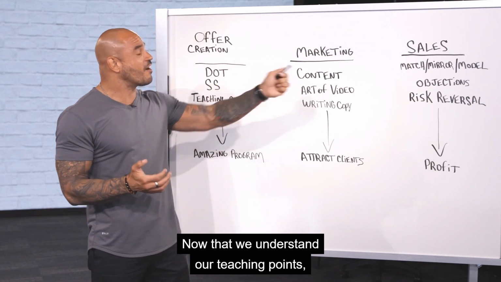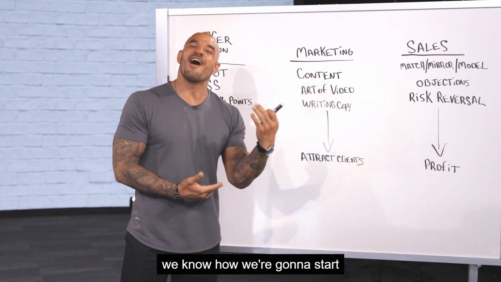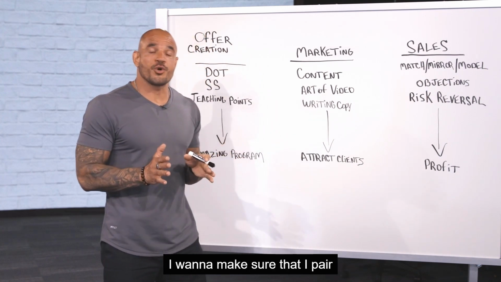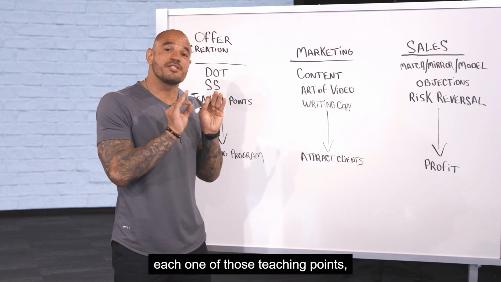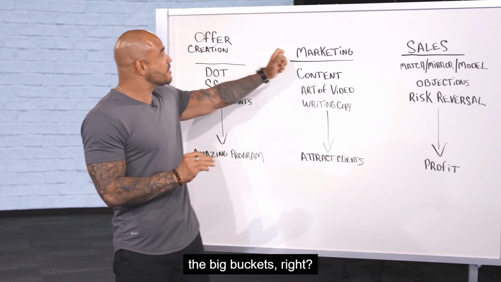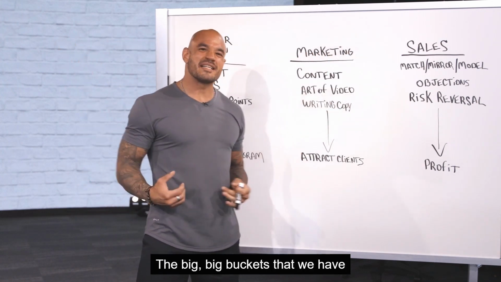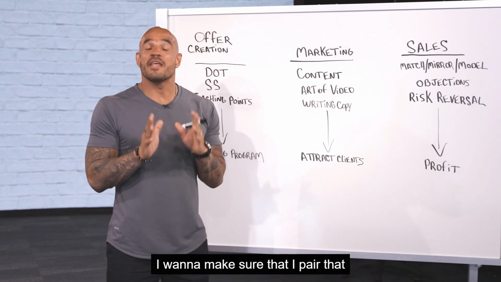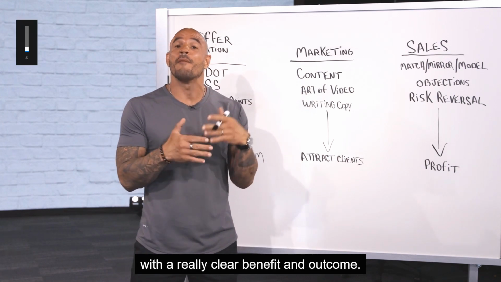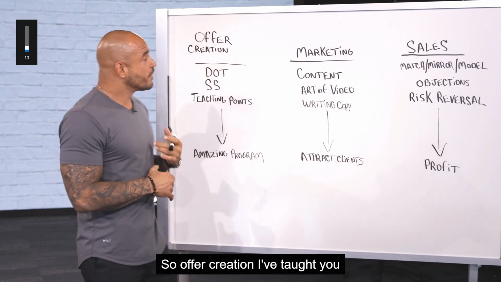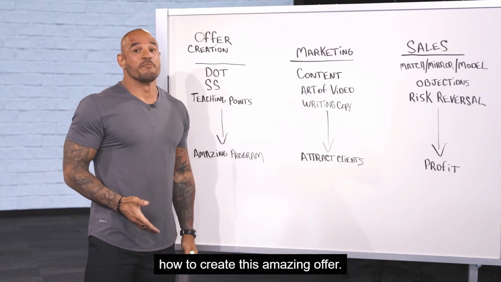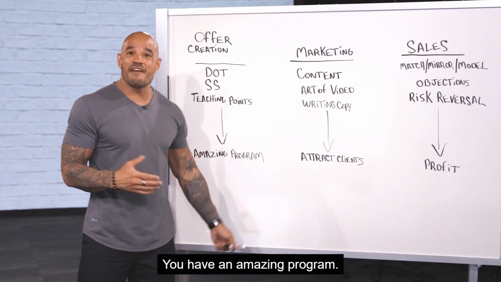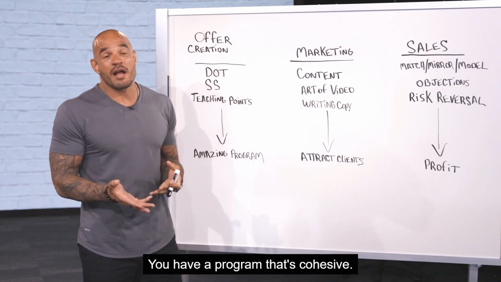Now that we understand our teaching points, we know how we're going to start putting together this amazing program. I want to make sure that I pair each one of those teaching points, the big buckets, right? The big buckets that we have, our core pillars of expertise. I want to make sure that I pair that with a really clear benefit and outcome. So, offer creation. I've taught you how to create this amazing offer. What is the benefit of that? It's really simple. You have an amazing program. You have a program that's cohesive.